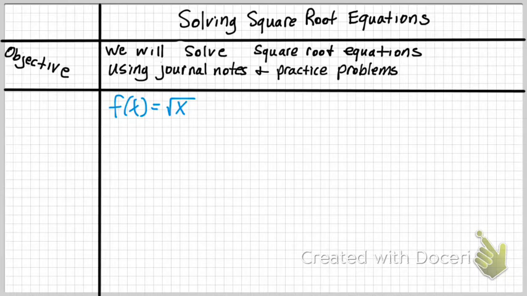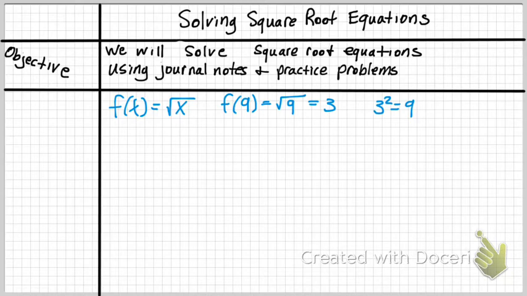So if I input, say, 9, then I would be saying f of 9 is equal to the square root of 9, and we all know that that's going to be 3. Because 3 times 3 gives you 9, so 3 squared gave you 9, and then the square root of 9 is 3. So it's answering the question, what squared will give you 9?